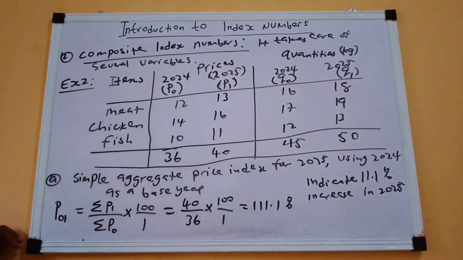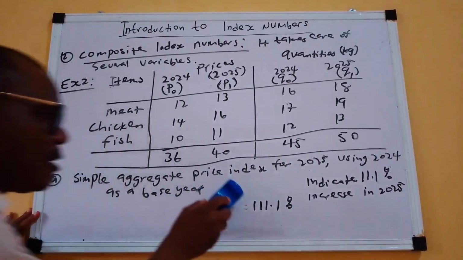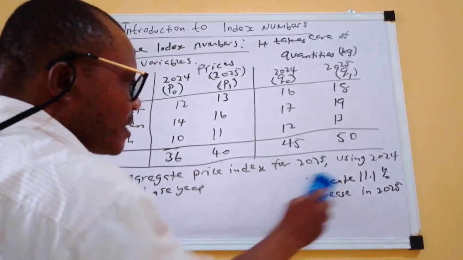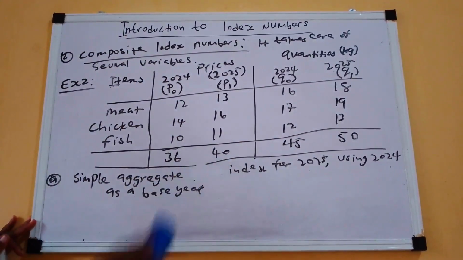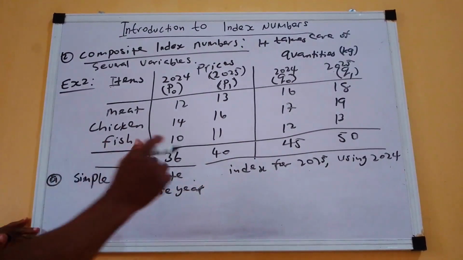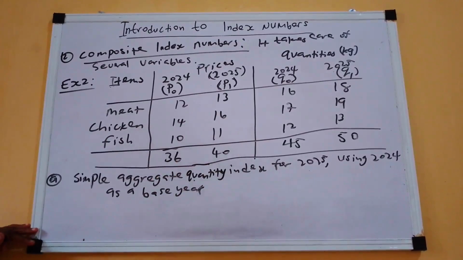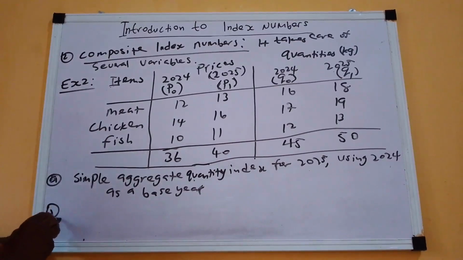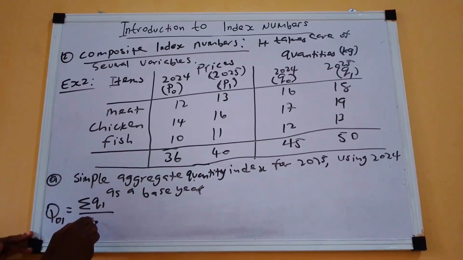Please take note of this. The B part of it, we are looking at the simple aggregate quantity index. Please permit me to clear this part. So I will change this price here to quantity. Simple aggregate quantity index, and is given as usual as Q01 is equal to summation Q1 all over summation Q0.